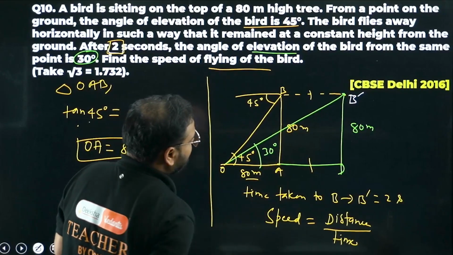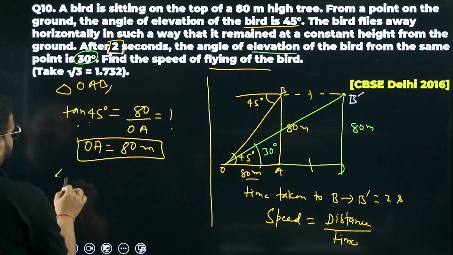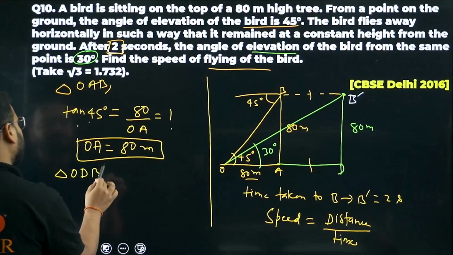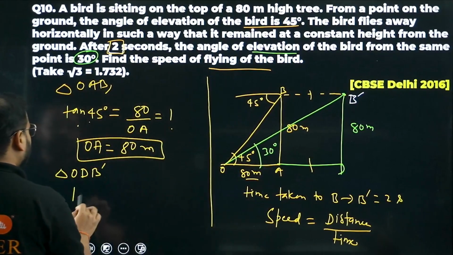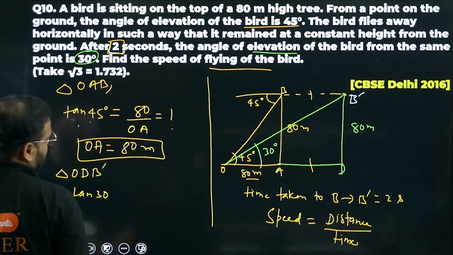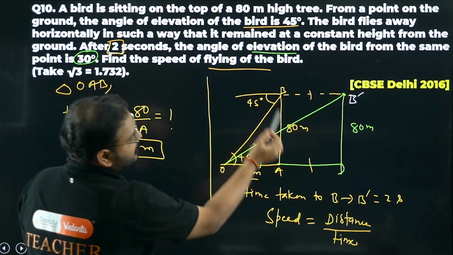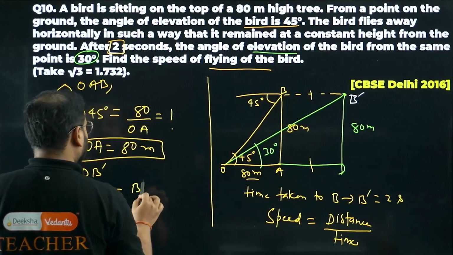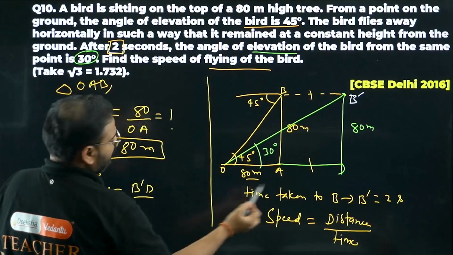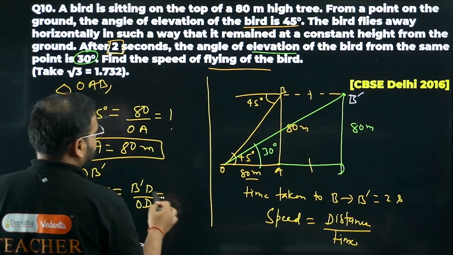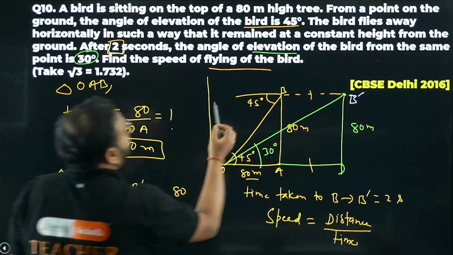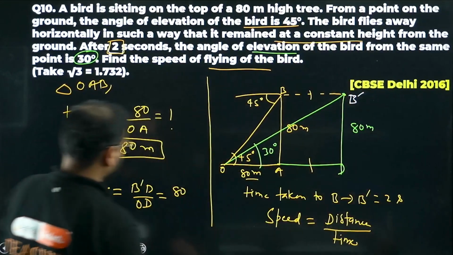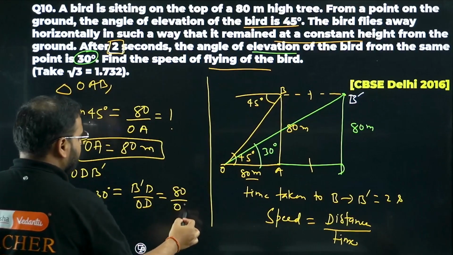Check this now in triangle ODB dash, okay? What ratio is that? Tan 30. Apply that. Tan 30 degrees again equals to what? BD dash, or B dash D, sorry, upon what? OD. How much is that? This is going to be 80 only. Height is kept same. Please check. Remain at the constant height. So height is kept same. Okay, by OD. Please check it out.